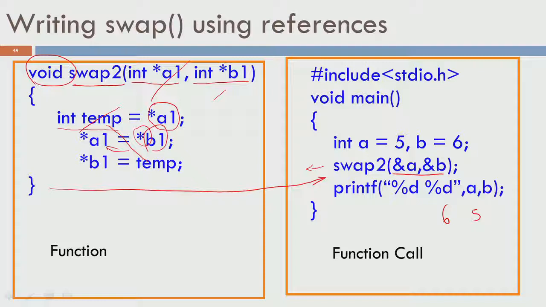So, this is called swap using references. What we have actually done is we have taken the 2 variables and we want the values of the variables to change. We are not going to work on just the copies, we want actual contents of the variables to change.